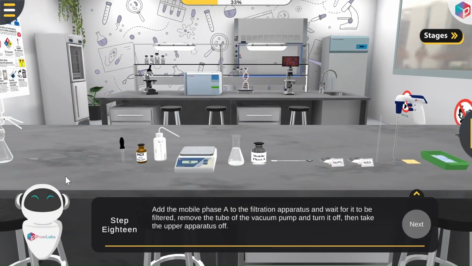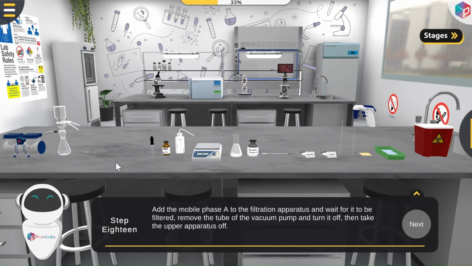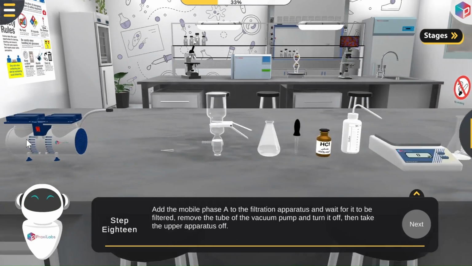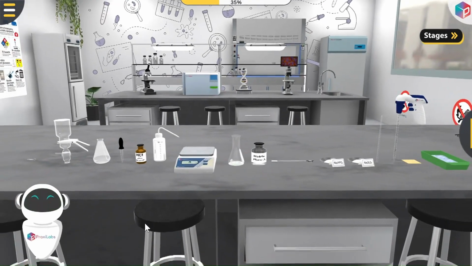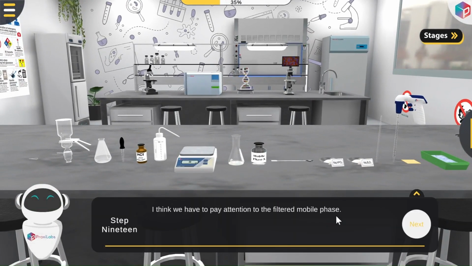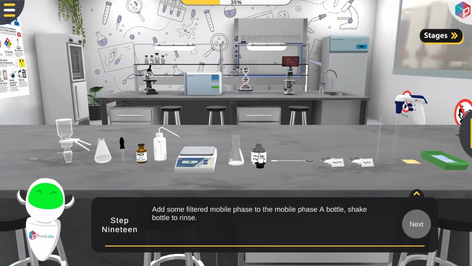Step 18. Add the mobile phase A to the filtration apparatus and allow it to filter. When done, disconnect the vacuum and remove the upper part of the apparatus. Step 19. Rinse the mobile phase A bottle with some filtered mobile phase A and shake the bottle.